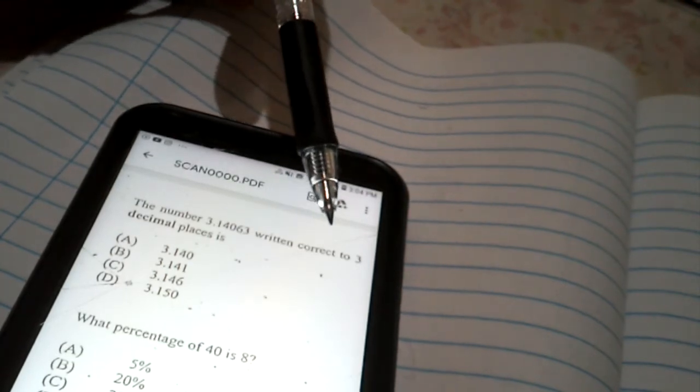Alright, for number one, we have the number 3.14063, and it says written to 3 decimal places. Now, decimal places are the number of digits that come after the decimal point. So the first decimal place would be 1, then we have 4, then we have 0. So 1, 4, and 0 are the first 3 decimal places. However, after the 0, we have a digit which is 6, which is 5 or more. Anytime this occurs, you're going to add 1 to the previous number. So we're going to add 1 to the 0. So it's going to become 3.141 now. So in our choices, 3.141 would actually be B. So number 1 is B.